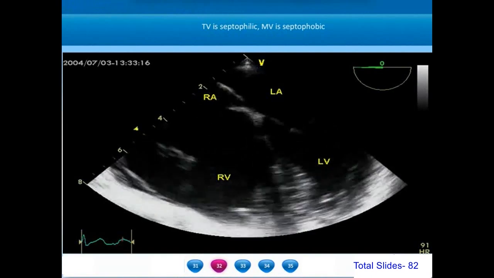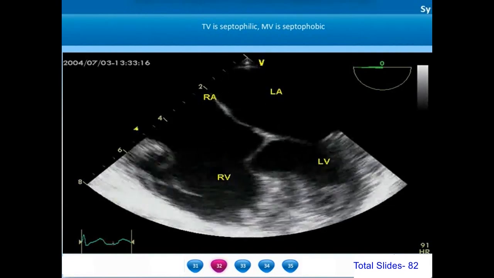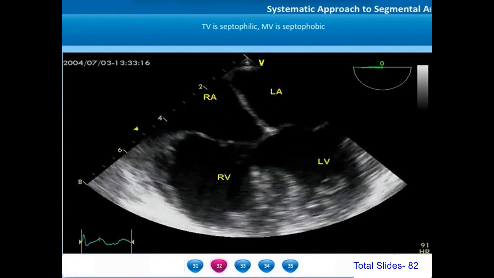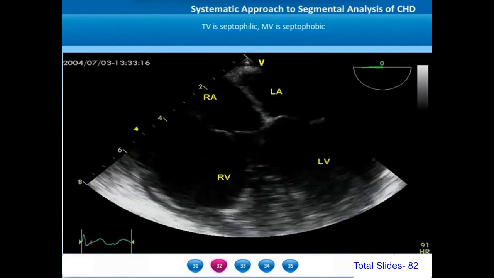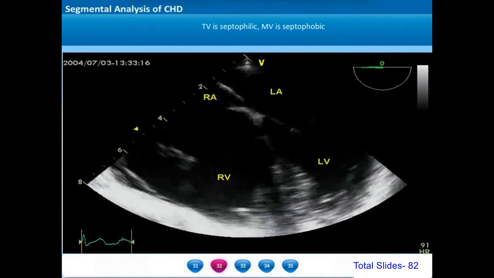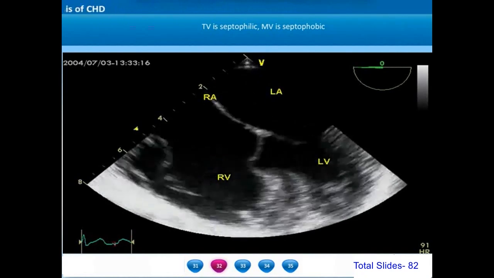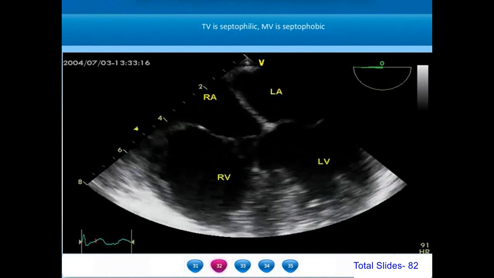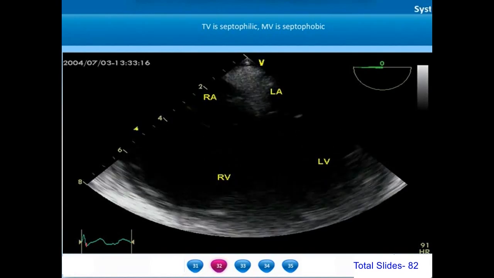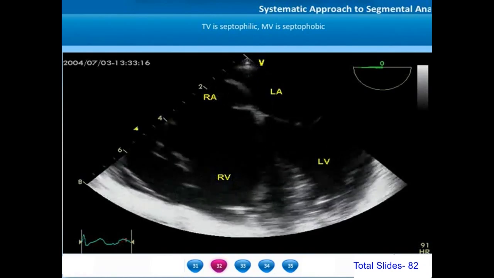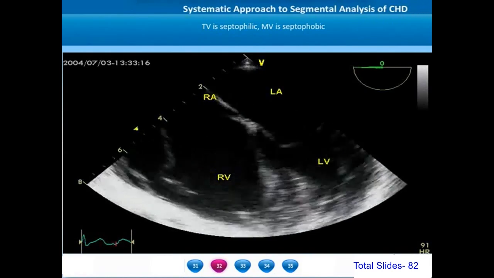In this example, we can appreciate the chordae from the atrioventricular valve seen on the left side of the screen getting attached towards the interventricular septum, and so that will represent the tricuspid valve and show the location of the right ventricle. In other words, tricuspid valve is septophilic, which means the chordae are directed towards the septum. Mitral valve is septophobic, that means the caudal apparatus are directed away from the septum.